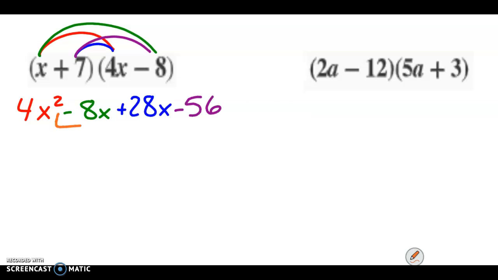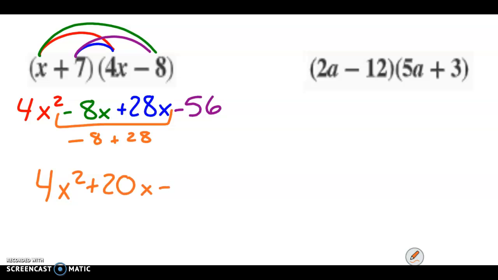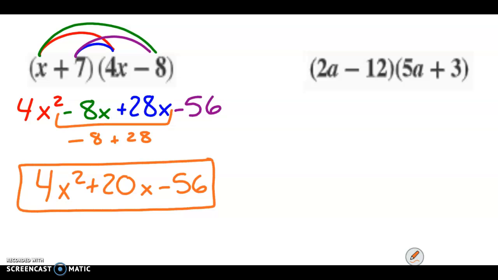Your last step is to combine any like terms. -8x plus 28x, so -8 plus 28 is going to come out to be a +20. It's the same as 28 minus 8. So you've got the 4x squared coming down, a +20x, and the -56 coming down. And this is just the same process over and over. Okay?